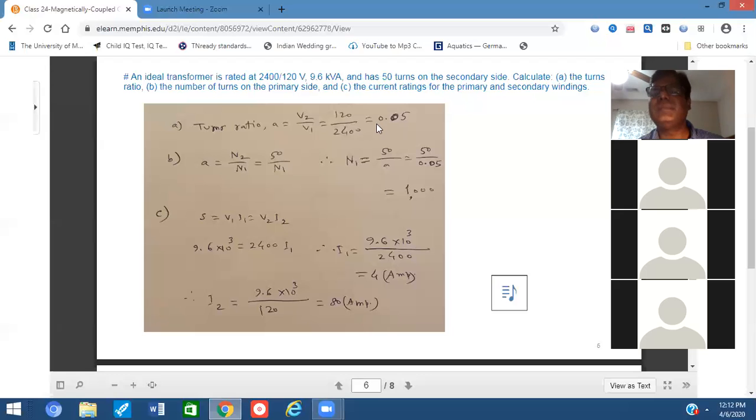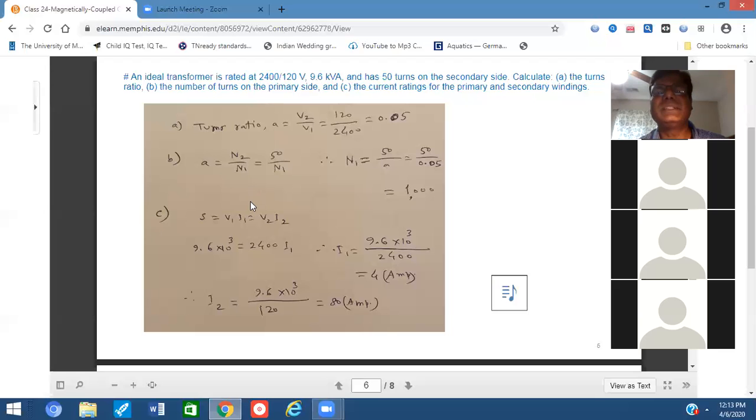Then question number B was the number of turns on the primary side. So again, I am writing the turn ratio equation, N2 over N1. For part A, I used a equals V2 over V1, but now a equals N2 over N1, because we learned that V2 over V1 equals N2 over N1, like 2 slides back. So we're using the same equation. N2 was given, which is 50. See the very first line of the statement. So finally, you are getting N1 equal to 1000.